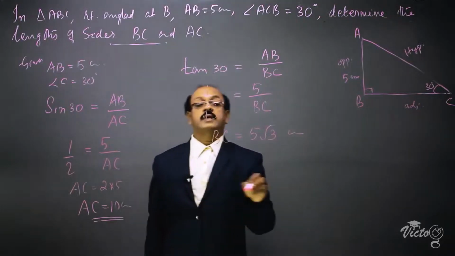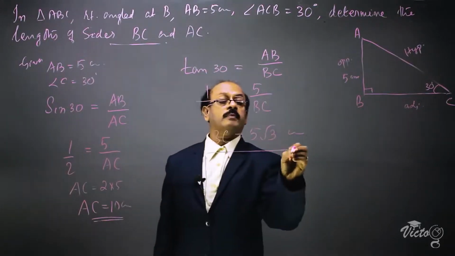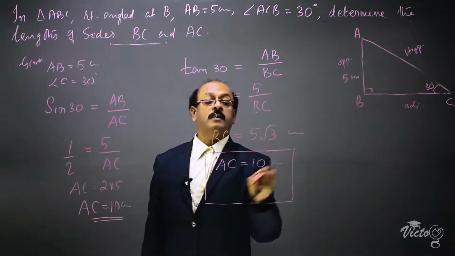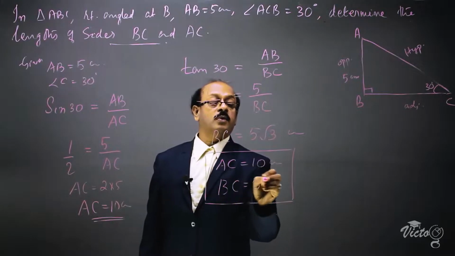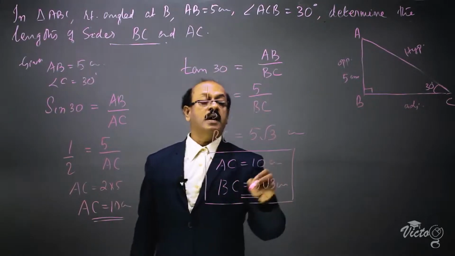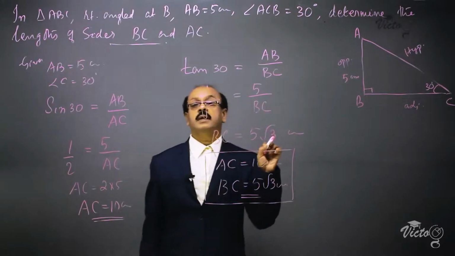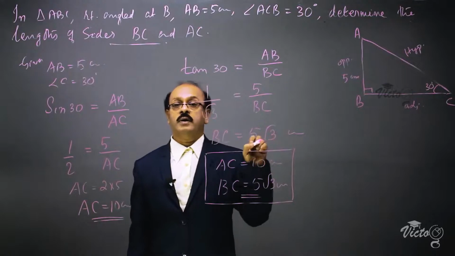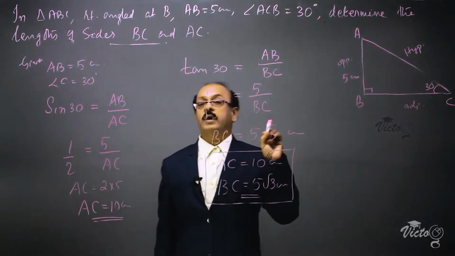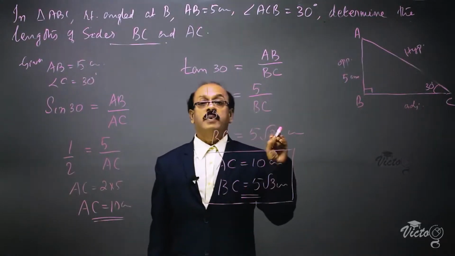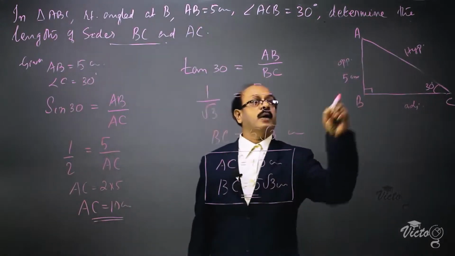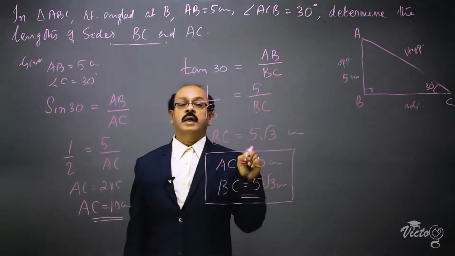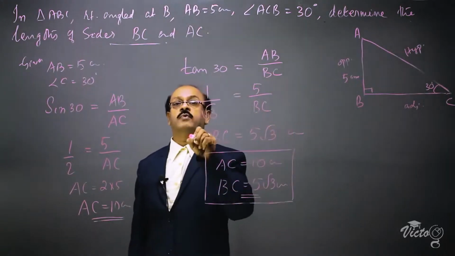So AC is equal to 10 centimeter. Our result is AC is equal to 10 centimeter and BC is equal to 5 root 3 centimeter. This is the answer. Now we must study the values of all the important angles. That means 30 degree, 45 degree, 60 degree. The values they will not give in the question paper. So remember the ratios also. Opposite side by hypotenuse is sine, and opposite side by adjacent side is tan. We require these two ratios for solving this problem.